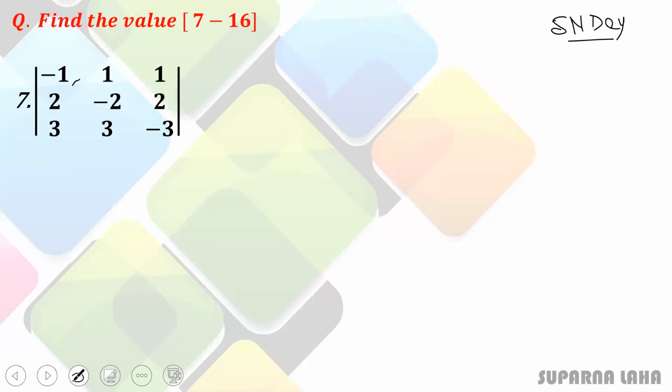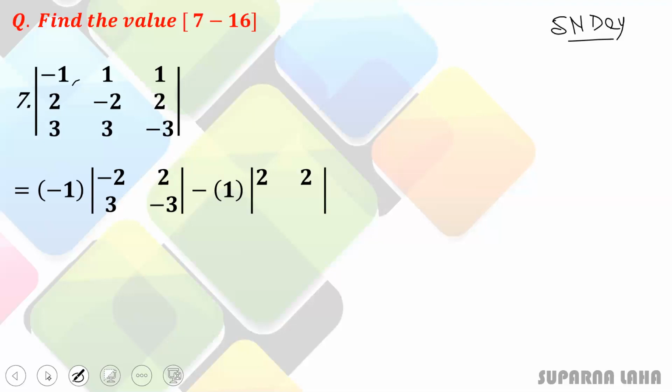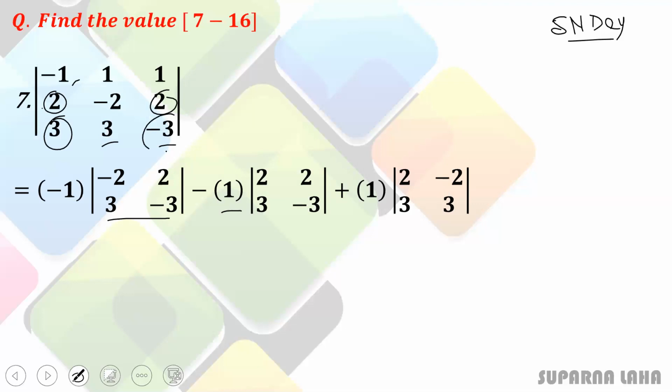So I'm taking the first row. Minus 1 into the minor minus 2, 2, 3, minus 3. Then minus of 1 into 2, 2, 3, minus 3. Next, 1 into 2, minus 2, 3, 3. And now find this value.